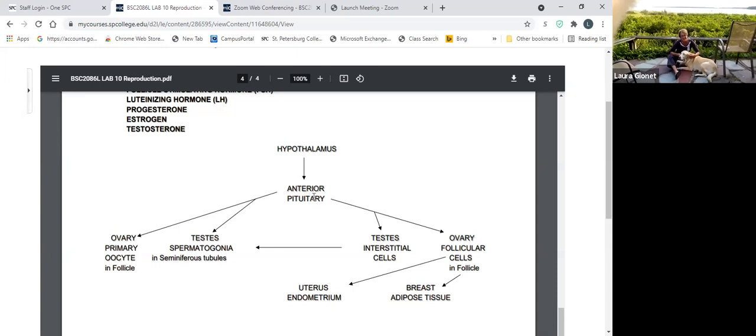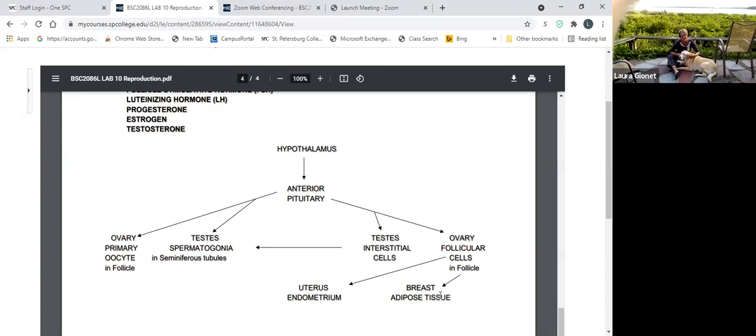Okay, so back to the anterior pituitary, to the right-hand side, luteinizing hormone in females targets the ovary and the follicular cells there. So those cells that are surrounding the oocyte within that follicle, right? And the portion of it that remains behind is the corpus luteum after ovulation. So that is luteinizing hormone, right? It targets the follicular cells in the follicle. They produce estrogen and progesterone.